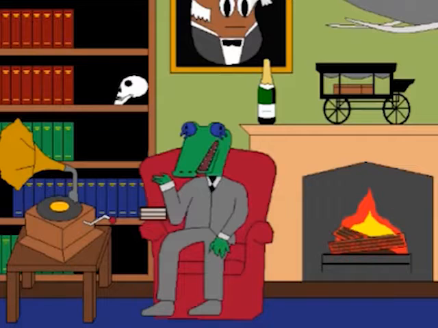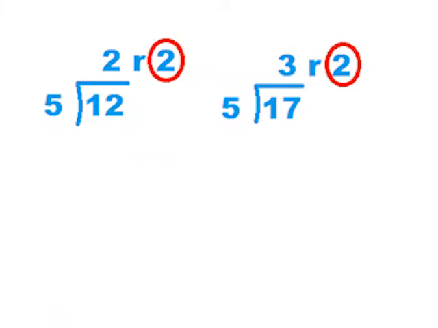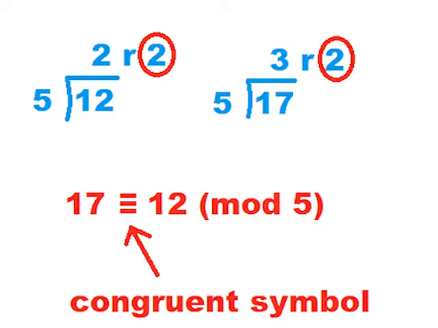Traditional modular arithmetic, the kind Gauss invented, is based on remainders left over after division. For instance, if we take 12 and divide it by 5, and we take 17 and divide it by 5, we are left with a remainder of 2 in each instance. Since they have the same remainder, we say that they are congruent with respect to the divisor of 5. We call the divisor a modulus, and sometimes abbreviate it mod.